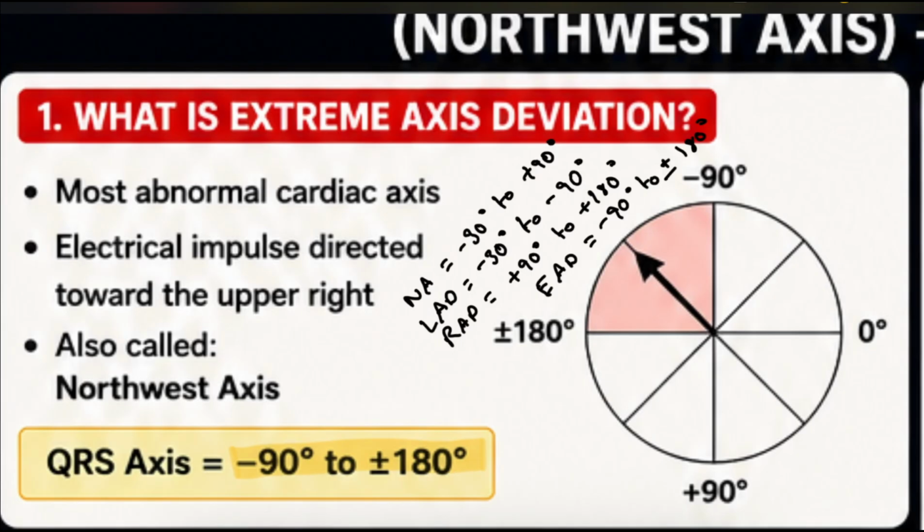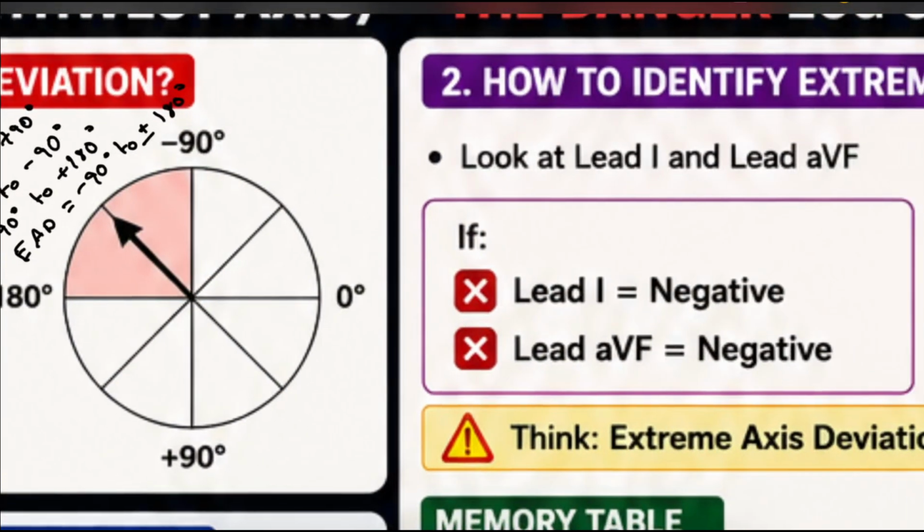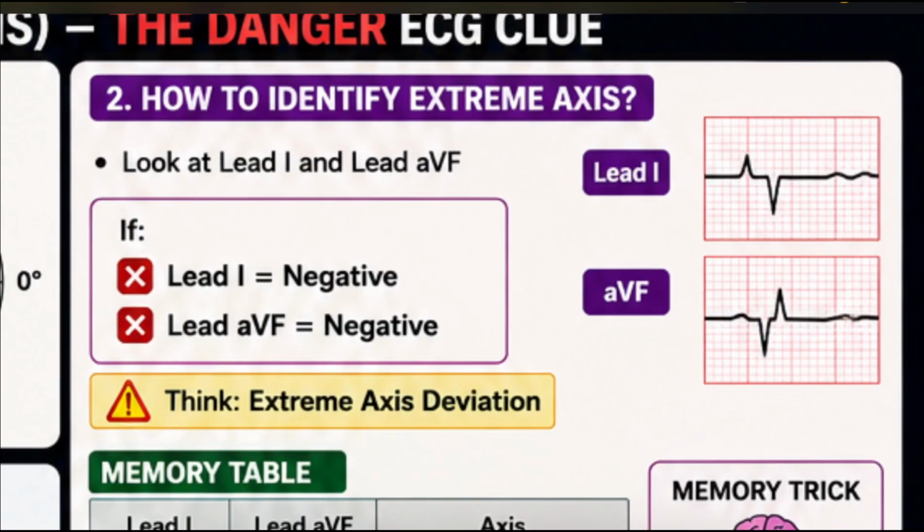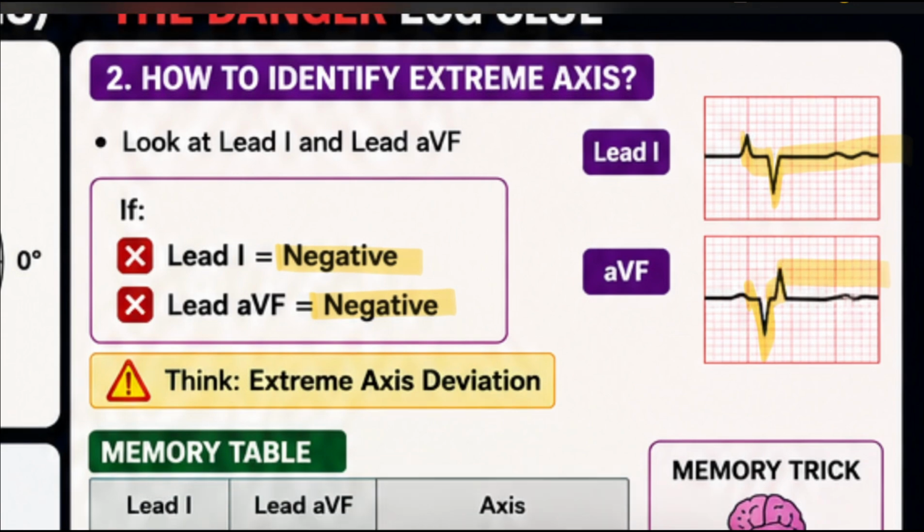In normal axis, we can see negative and positive. In left axis deviation, we can see minus and negative values. In right axis deviation, both are positive. And in extreme axis deviation, we can see minus 90 degrees to with or without 180 degrees. So how to identify it? We have to look at lead 1 and lead AVF. If lead 1 is negative and lead AVF is also negative, then the diagnosis will be extreme axis deviation. Here you can see it's going down and AVF also going down.